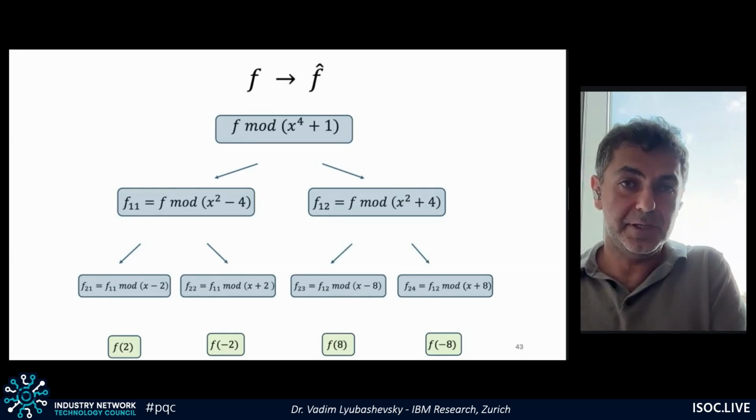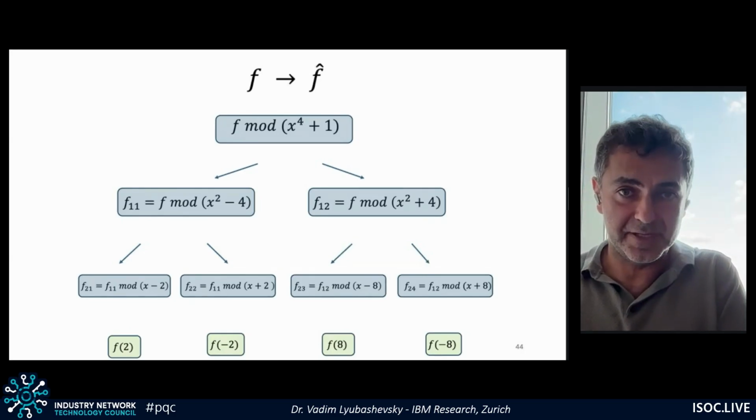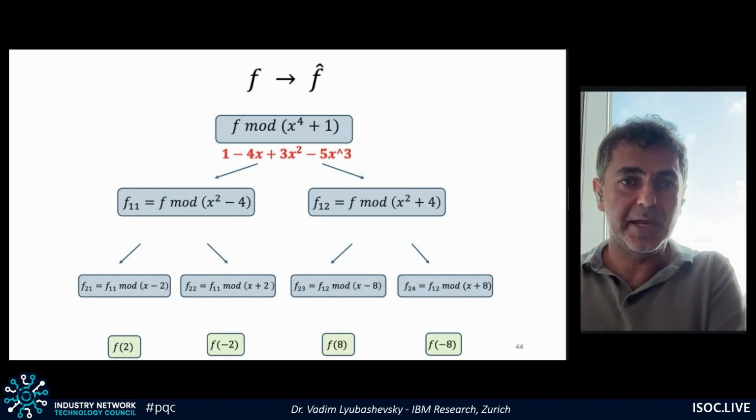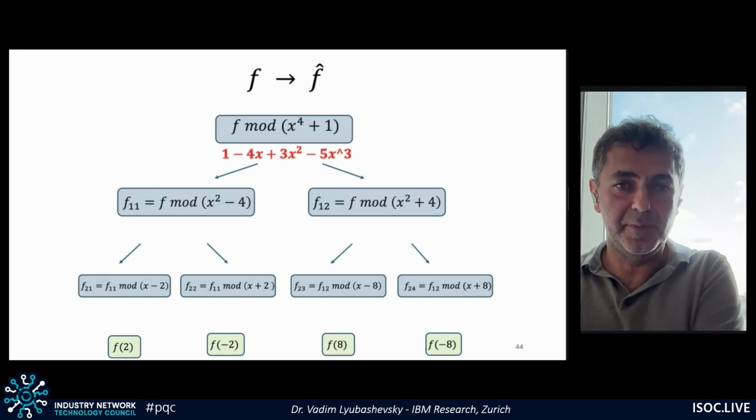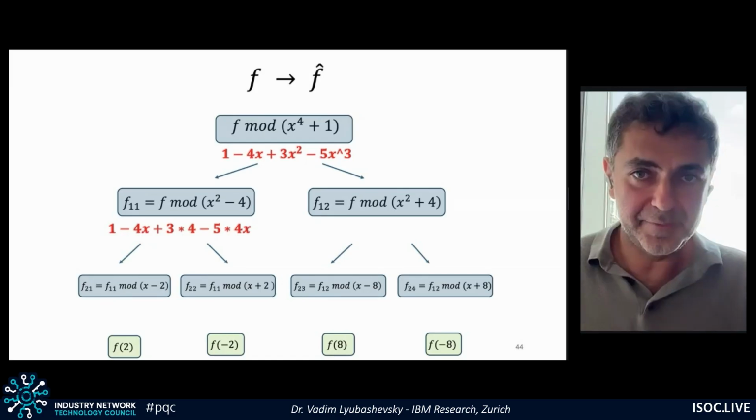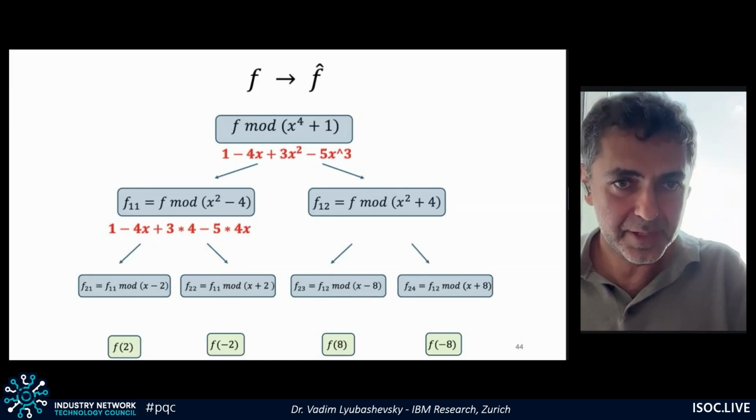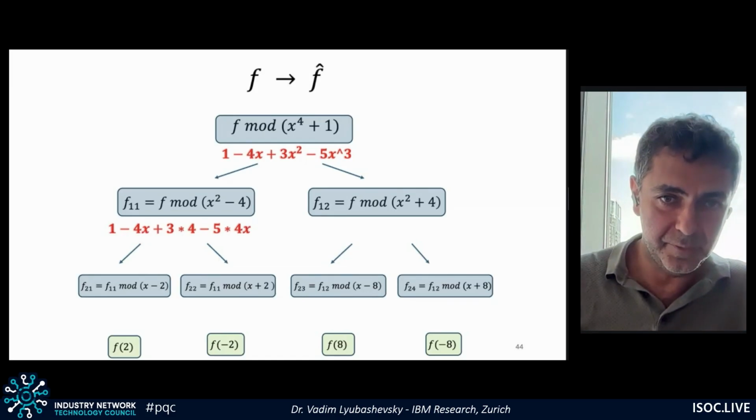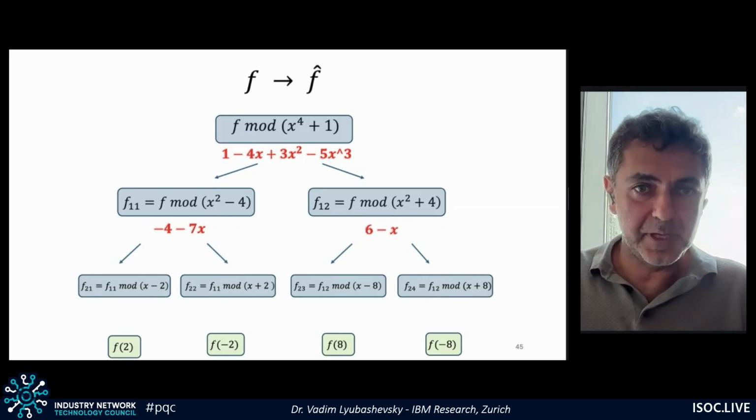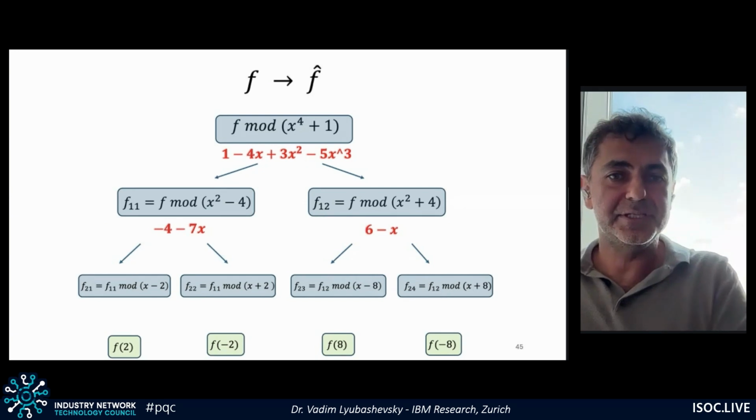Now the way it's done is very fast. Let's say we have this polynomial, and I want to compute this polynomial mod x squared minus 4, and this polynomial mod x squared plus 4. Remember, every x squared becomes 4. So whenever I see x squared, I plug in 4. And so they would both become this, and then I would just reduce them.